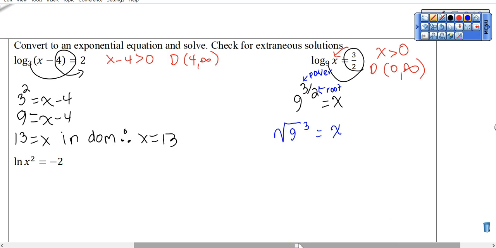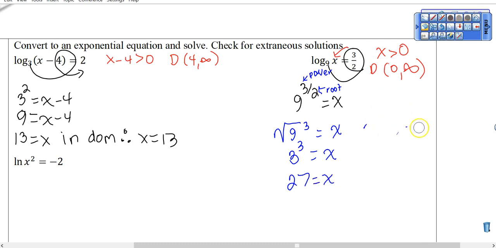You want to do the square root of 729? Or 3 times 3 times 3? I think 3 cubed is easier to do versus the square root of 729. They're the same, but I don't want to cube 9 first and then find the square root of that. So 27 equals x. Makes sense?